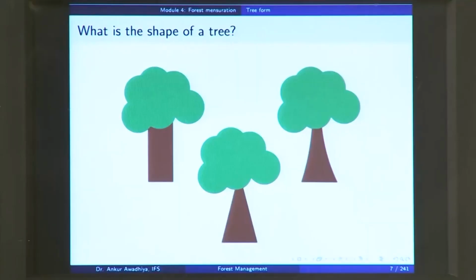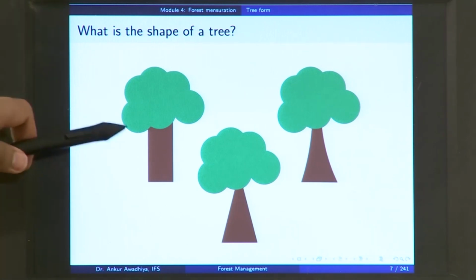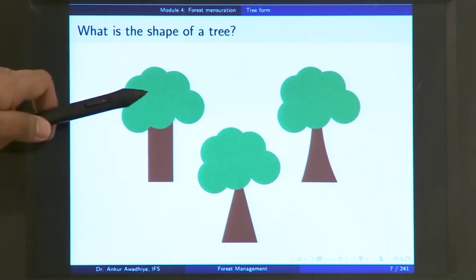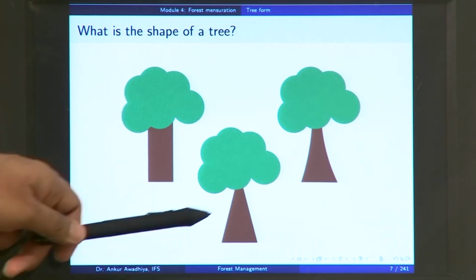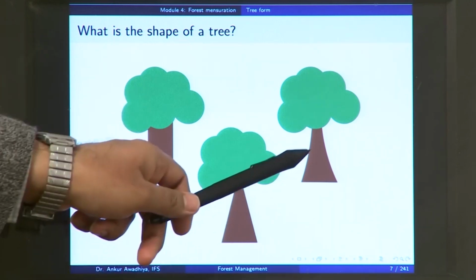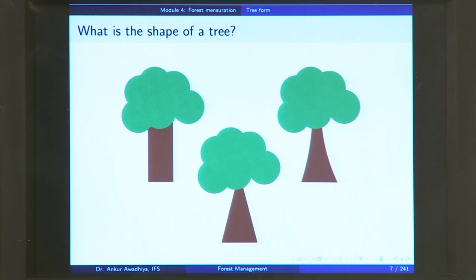Now the question here is, what is the shape of a tree? You have seen a number of trees in your life, but if I ask you what is the shape of a tree, how are you going to describe the shape? If you look at a tree, we will find a stem and we will find the crown or the canopy. Now the question is, does this stem look like a cylinder? Does it have a conical shape, or does it have some other shape? So how do we describe the shape of a tree?